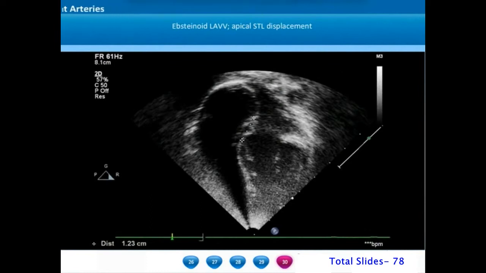In some patients, this displacement can be more marked. In this example, we can notice that the septal tricuspid leaflet is attached almost 12 millimeters below the level of attachment of the mitral valve. This abnormality of the left atrioventricular valve is described as an Ebsteinoid malformation of the left AV valve.